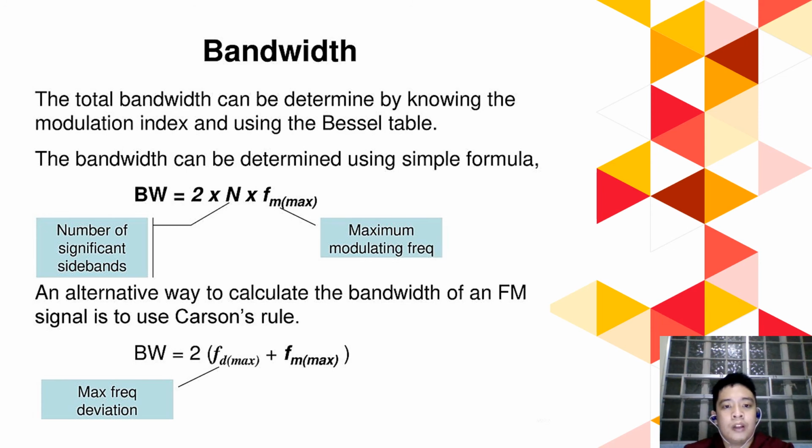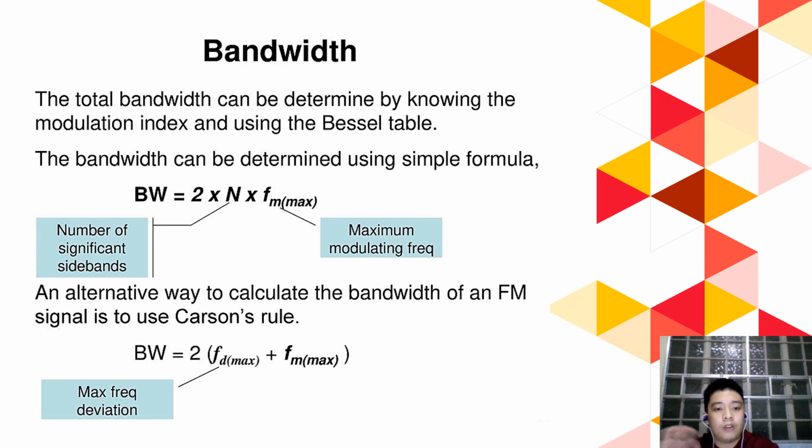So the total bandwidth can be determined by knowing the modulation index and using the Bessel table. The bandwidth can be determined using a simple formula: BW equals 2 times n times fm, wherein n is the number of significant sidebands and fm is the maximum modulating frequency.